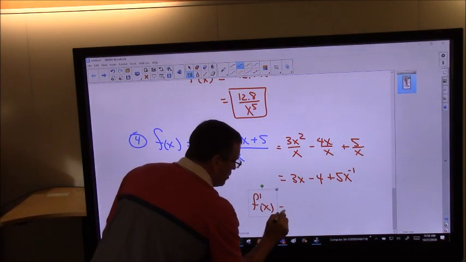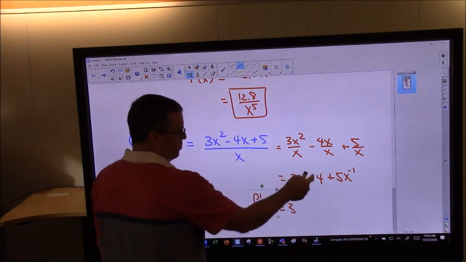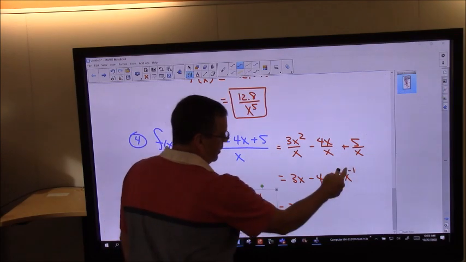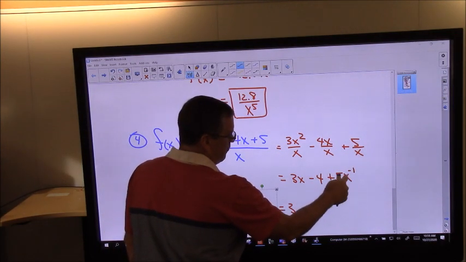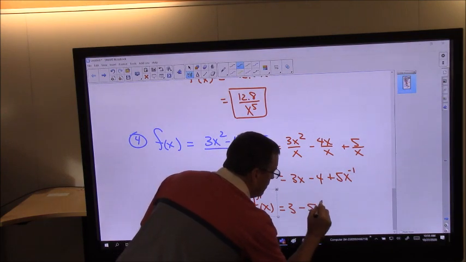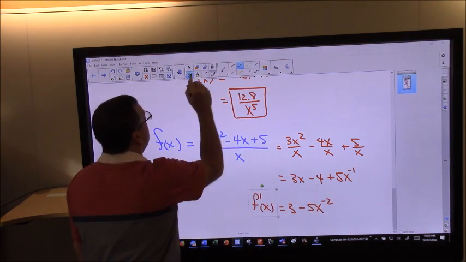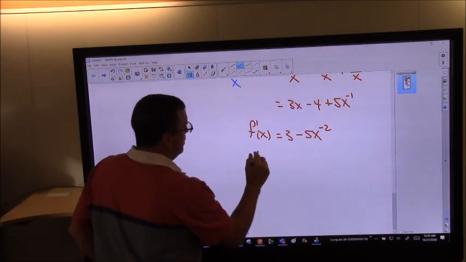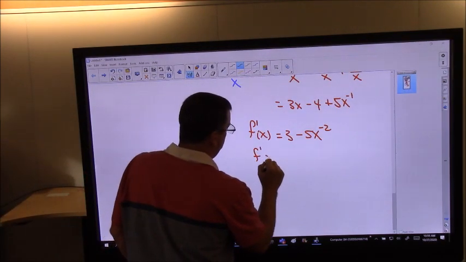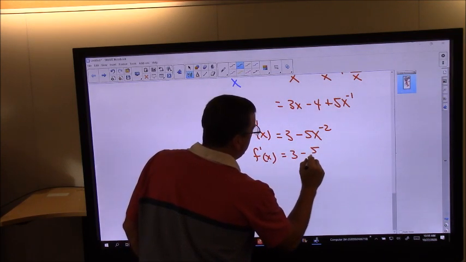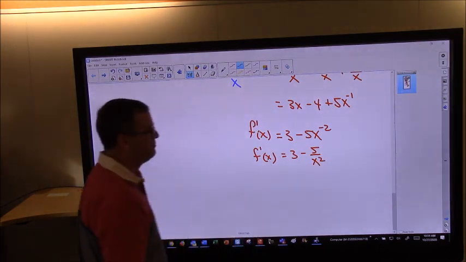Derivative of that would be just 3. Derivative of a constant is 0. And here when I multiply, I get a negative 5x, subtract 1 from the exponent, I get a negative 5x to the negative 2. So all I really have to do now is just get rid of the negative exponent. And so what I've got is f prime of x equals 3 minus 5 over x squared. Done.